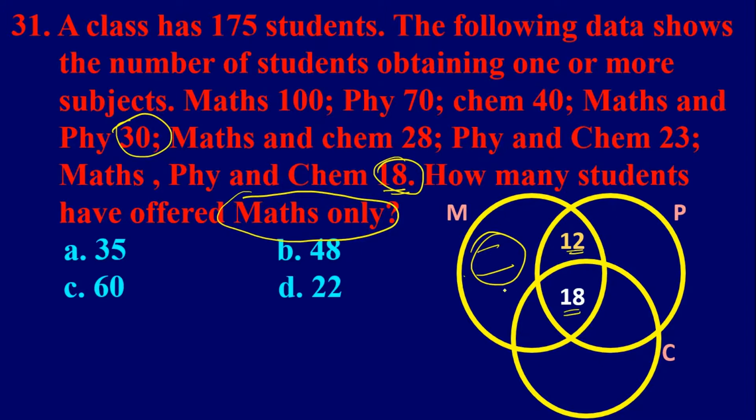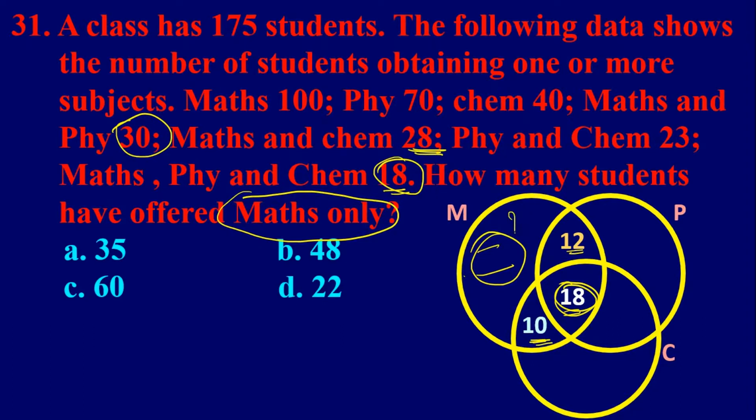So next we calculate maths and chemistry. So next it is given that maths and chemistry is 28. But already here 18 is written. Remaining is 28 minus 18. It is 10. So that is 10 students take maths and chemistry only. It is not all three subjects. Only maths and chemistry is 10. That is given 28 students take maths and chemistry. But here already 18 is written. Remaining is 28 minus 18. That is 10. So now we calculate this part.